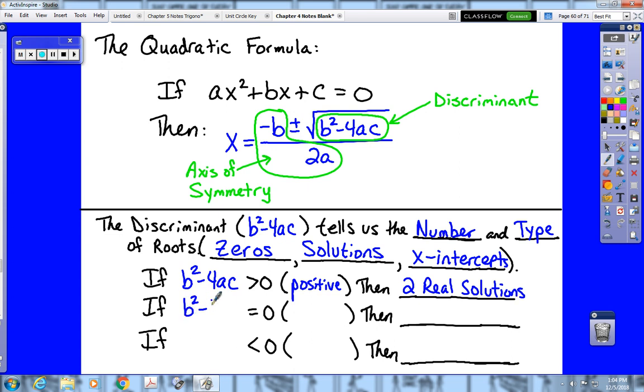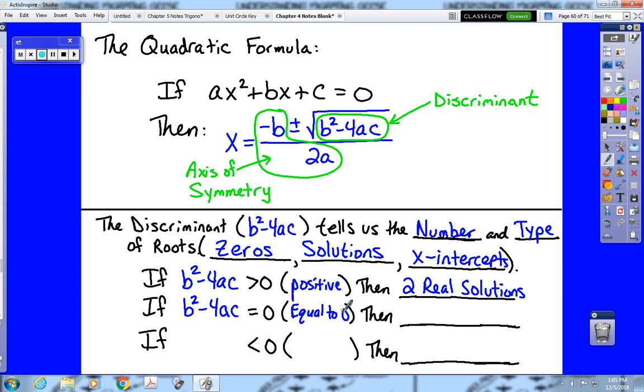If b squared minus 4ac, the discriminant, is equal to 0 or neutral, then the vertex of your parabola is on the x-axis, which means there's only one solution, one root, one x-intercept. Now that particular root, and we'll learn this at a later point in time, is then known as a double root or a double solution, because in theory both factors of your parabola, if you factored it, would have the same solution when you applied the zero product property.